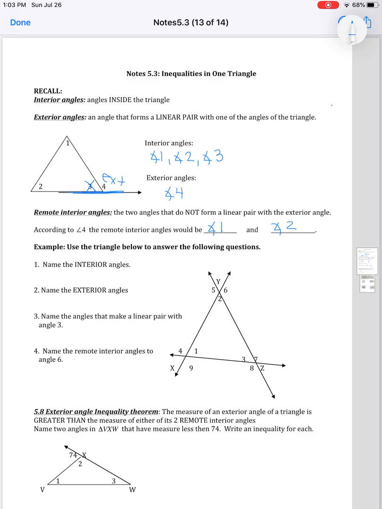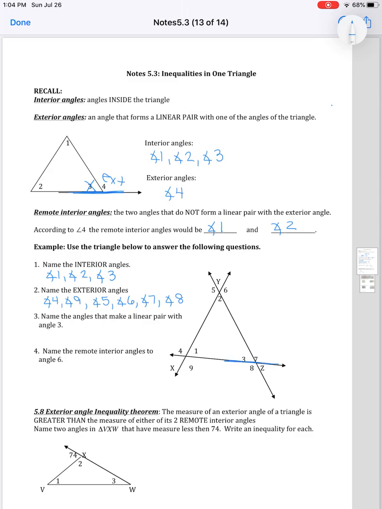Now, the remote interior angles are the two angles that do not form a linear pair with the exterior angle. So if angle 4 right here is my exterior angle, then my remote interior angle cannot be the one next to it. So I'm going to X out the 3, which means that angle 1 and angle 2 are my remote interior angles. We did do a triangle inequality theorem before, where the exterior angle was equal to the sum of the two remote interiors, so now we're just continuing to extend that further.